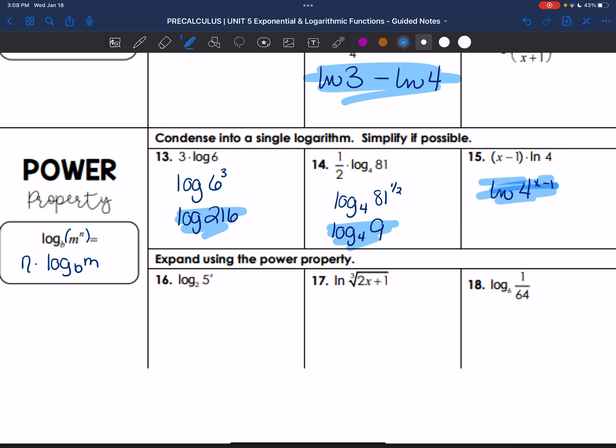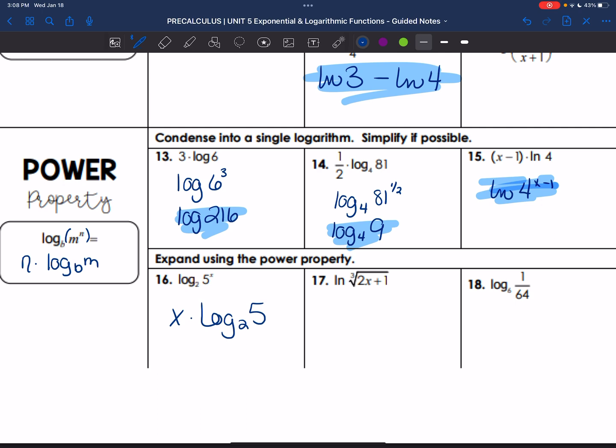All right, and the other way, expanding this out, how would we correctly rewrite example 16 if it was expanded out? What would we do with that x? That is the exponent of our argument 5. Well, we would take that x and go ahead and multiply our log by that amount. Now, what would that look like in example 17?